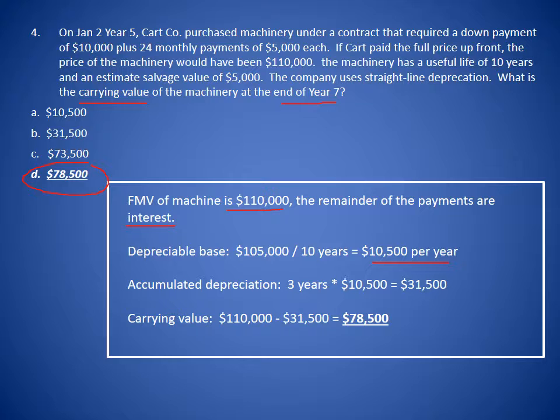Now we are going to do 3 years of depreciation, years 5, 6, and 7, as opposed to 4 years. So our accumulated depreciation is 3 years times $10,500 per year equals $31,500. In this case, the carrying value of the asset will be the $110,000 asset cost minus the accumulated depreciation of $31,500, meaning that the carrying value of the asset is $78,500.